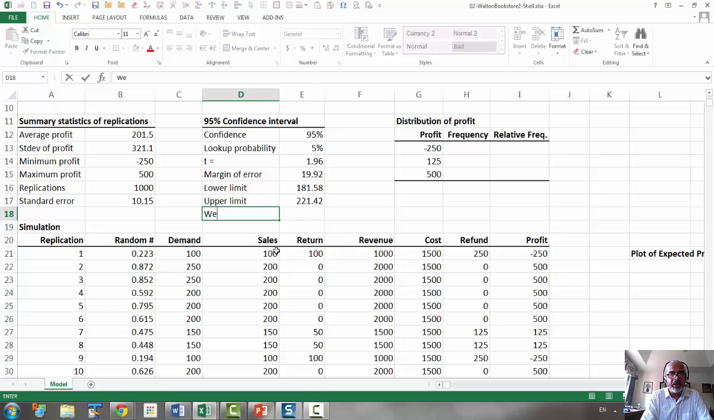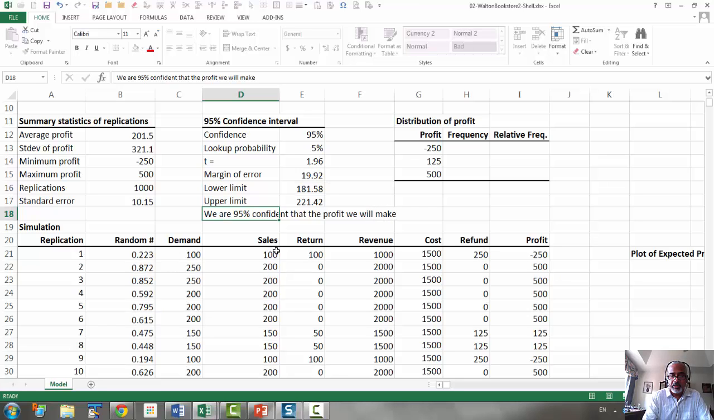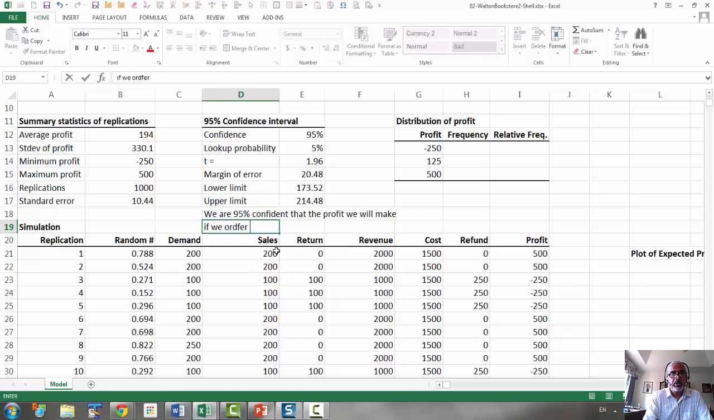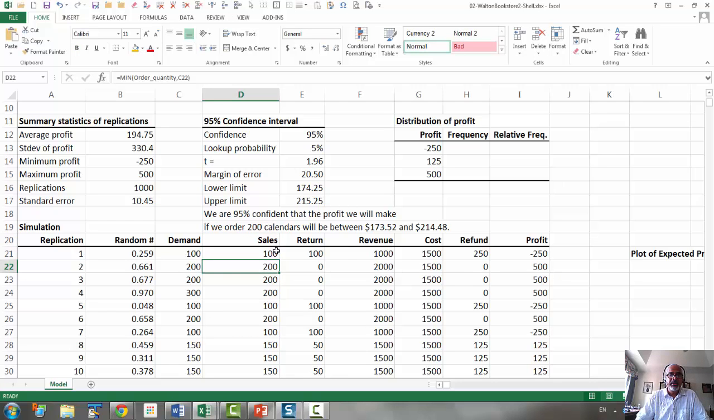So what this means is that we are 95% confident that the profit we will make if we order 200 calendars will be between 173.52 and 214.48 dollars. So that's what this tells us.